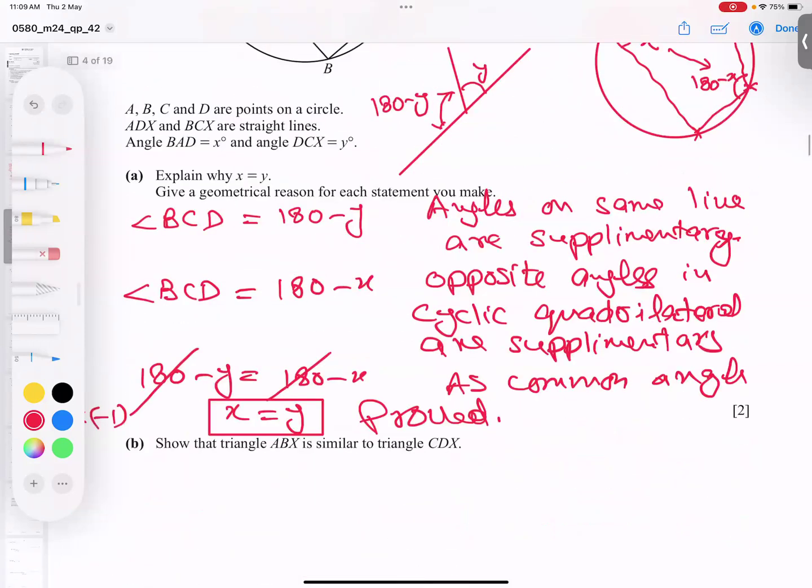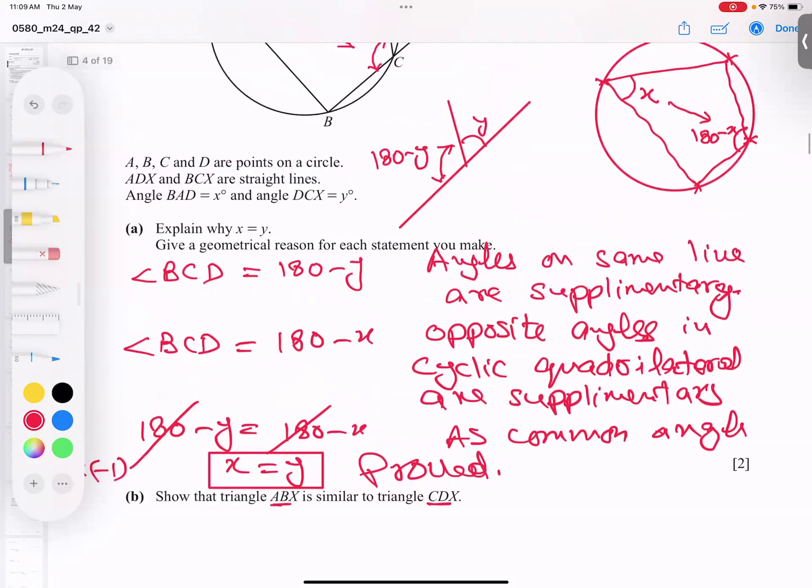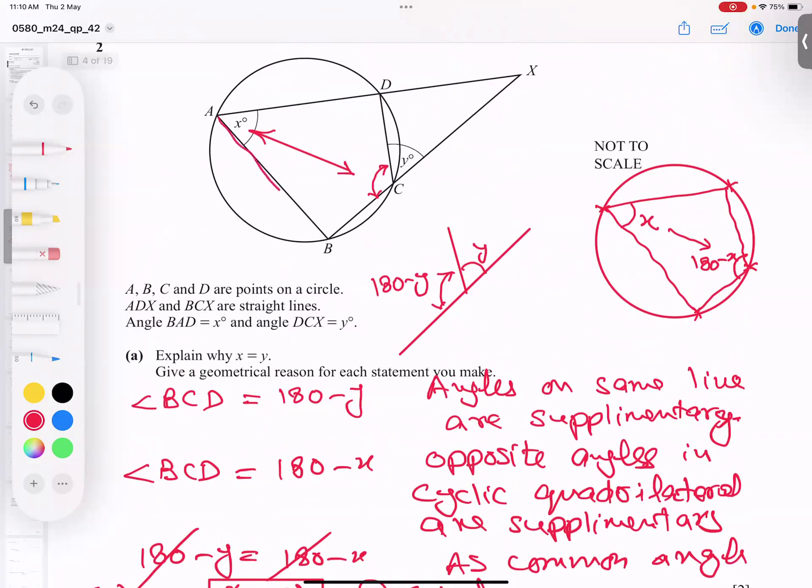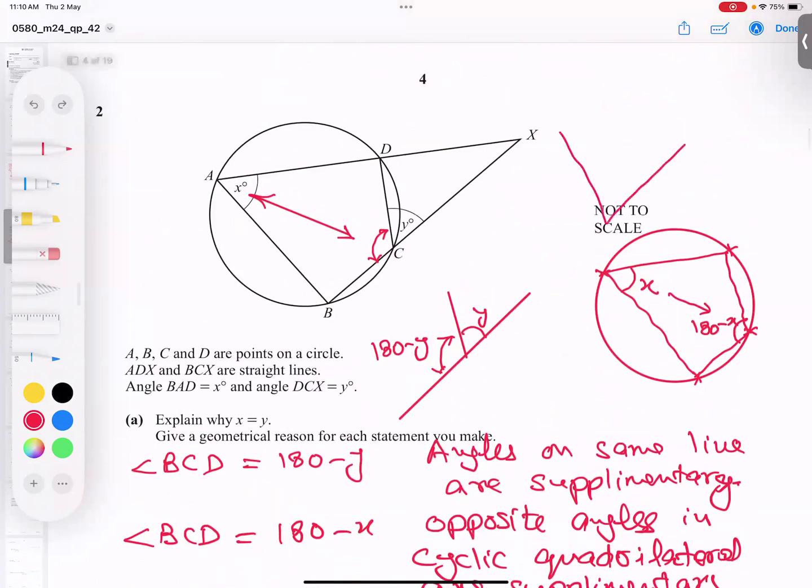Next question, he said, show triangle ABX is similar to CDX. So this kind of question, similarity, is coming regularly in exam papers. So you must be good in this topic. So how can we do ABX? Where is ABX? He talks about ABX. So this triangle he talks about, a big one. So I think I should draw a big triangle, and I must write the letters ABX. Okay, this is X.